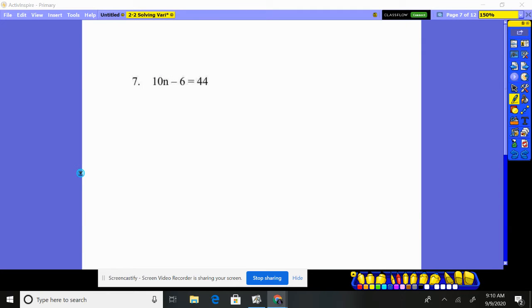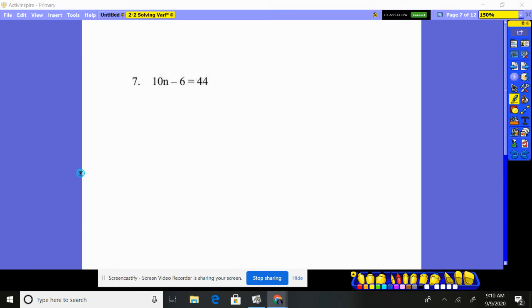Okay, we're going to pick up on problem 7, solving for a variable. These are 2 steps. This is what we're learning here. We always want to get the variable on one side, the numbers on the other. So we have the variable 10n minus the number 6 equals the number 44. So we want to get that 6 and 44 together in the same room over on the other side.